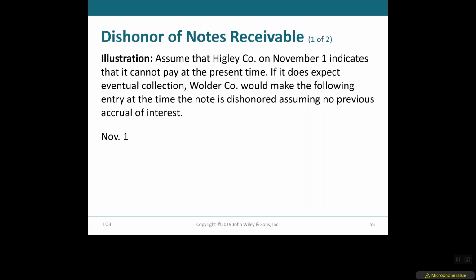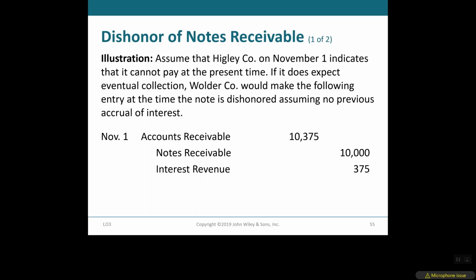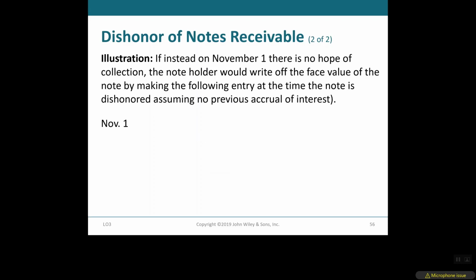All right. So assuming that Higley Company indicates on November 1 that it cannot pay at the present time, but Walden does expect eventual collection, Walden will make the following entry at the time the note is dishonored, assuming no previous accrual of interest. All right, so we have accounts receivable 10,375. We have notes receivable 10,000. Interest revenue 375.